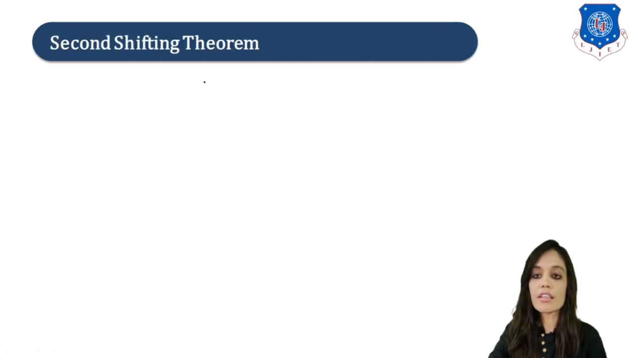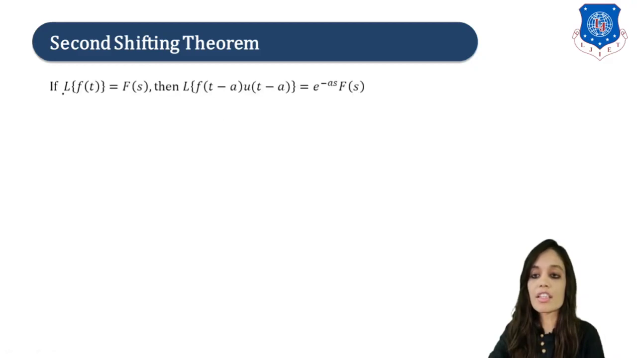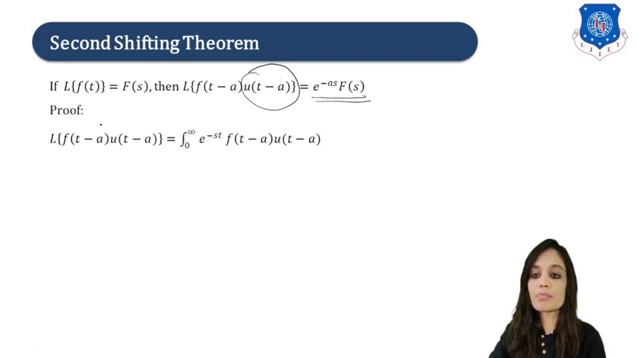Now let us start with the second shifting theorem. So let us state the statement. So if Laplace of f(t) is equals to F(s), then Laplace of f(t minus a) u(t minus a) will be equals to e raised to minus as F(s). So here we have multiplication of unit step function. So we have to apply second shifting theorem, right? So firstly let us prove this theorem.